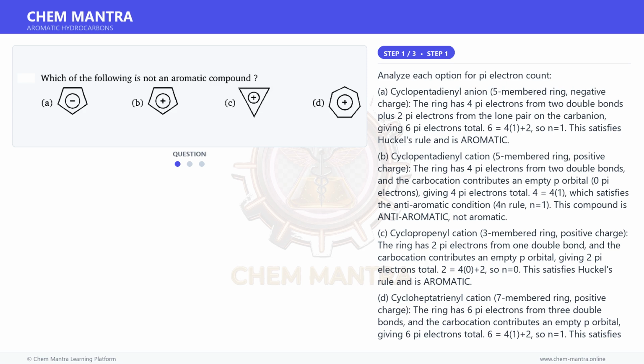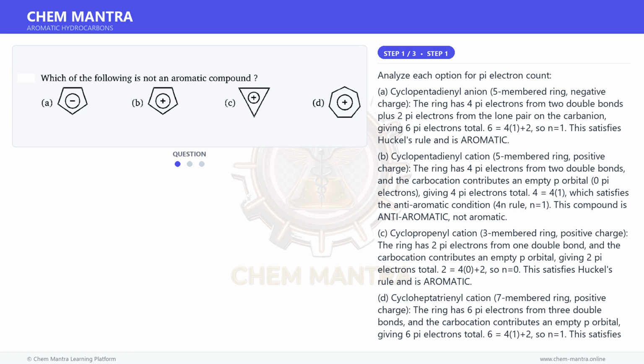A. Cyclopentadienyl anion, 5-membered ring, negative charge. The ring has 4 pi electrons from 2 double bonds plus 2 pi electrons from the lone pair on the carbanion, giving 6 pi electrons total. 6 is equal to 4n plus 2, so n is equal to 1. This satisfies Huckel's rule and is aromatic.